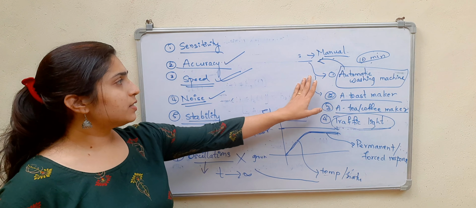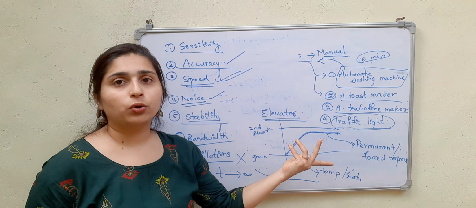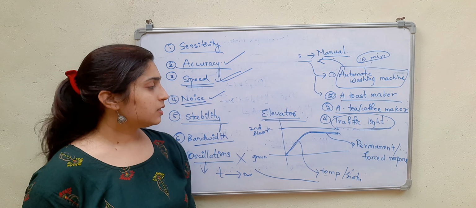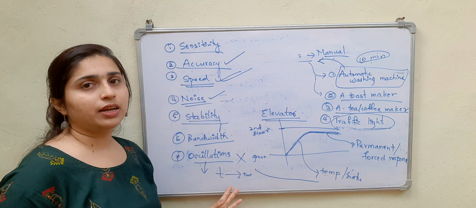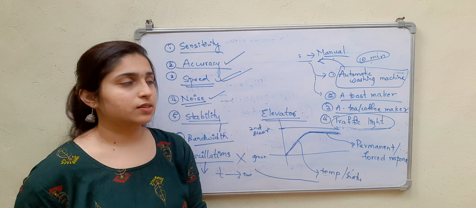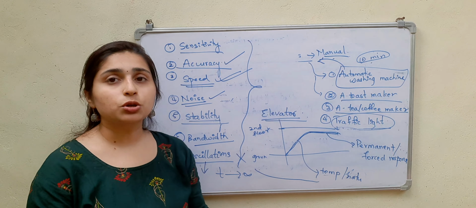So this is the classification of control systems, like manual and automatic. And again we saw the open loop and the closed loop systems, and we have also seen what are the criteria that should be satisfied by a good control system. So these are the important parameters that one should remember.